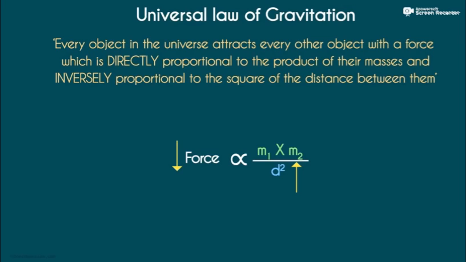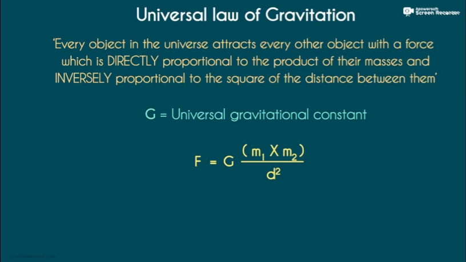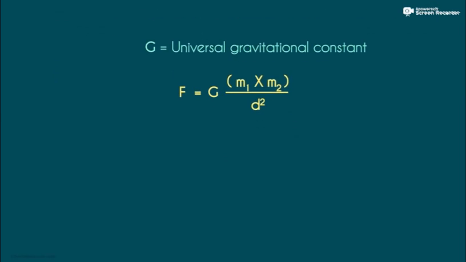Force is directly proportional to the product of their masses and inversely proportional to the square of the distance between them. This can be written as F is equal to G m1 into m2 divided by d square. G here is the universal gravitation constant. The equation can be modified and written as G is equal to F d square upon m1 into m2.